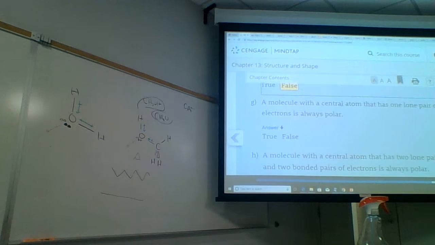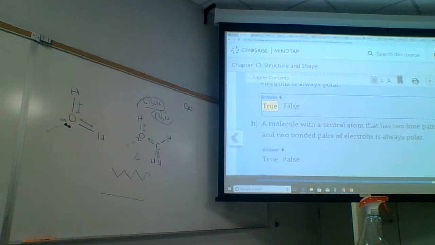A molecule with a central atom that has one lone pair of electrons is always polar. Our book says true. But it depends on the bonds. If the bonds are nonpolar, then even if it has a lone pair there, regardless of the shape, if the bonds are nonpolar, then... But go ahead and follow this rule. The book has an easy thing: if there's a lone pair present on the central atom, it's going to be polar. And so you could just use that. I'm not going to throw in anything different.